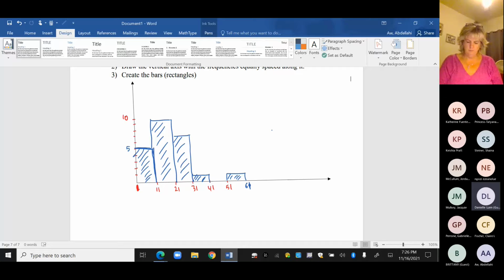But that is not the case here. The first bar represents 1 to 10, the number that we don't see over there, right? We don't see 10. We have to agree that these numbers, 1, 11, 21, 31, 41, etc., are lower limits, which means what we represent here is the lower limit of each class. So this is not an ideal representation.